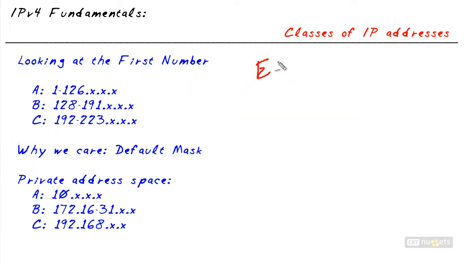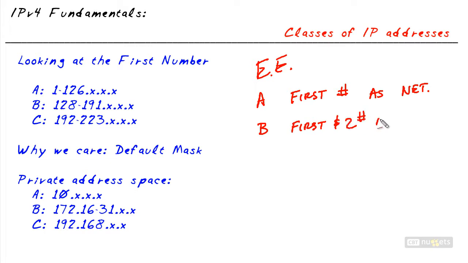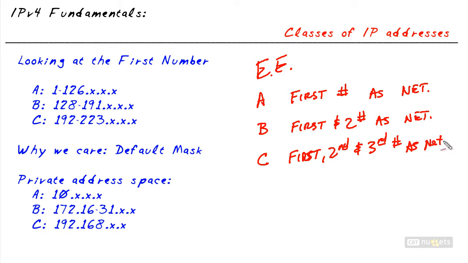So here's the expert exercise that I'd like you to do right now. On a piece of paper, write out the following: a Class A address uses the first number as network, which means that the mask is taking the first full number as the network address, leaving the last three numbers for host addresses. A Class B takes the first and second numbers as the network address, which leaves the last two numbers for host addressing. And a Class C address uses the first, second, and third number as the network address, which leaves the last number for host addressing.